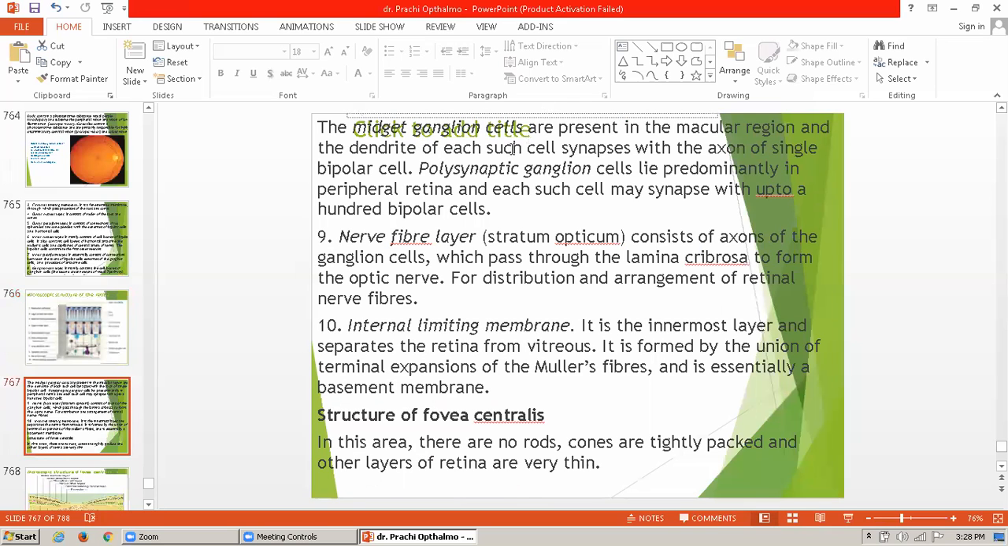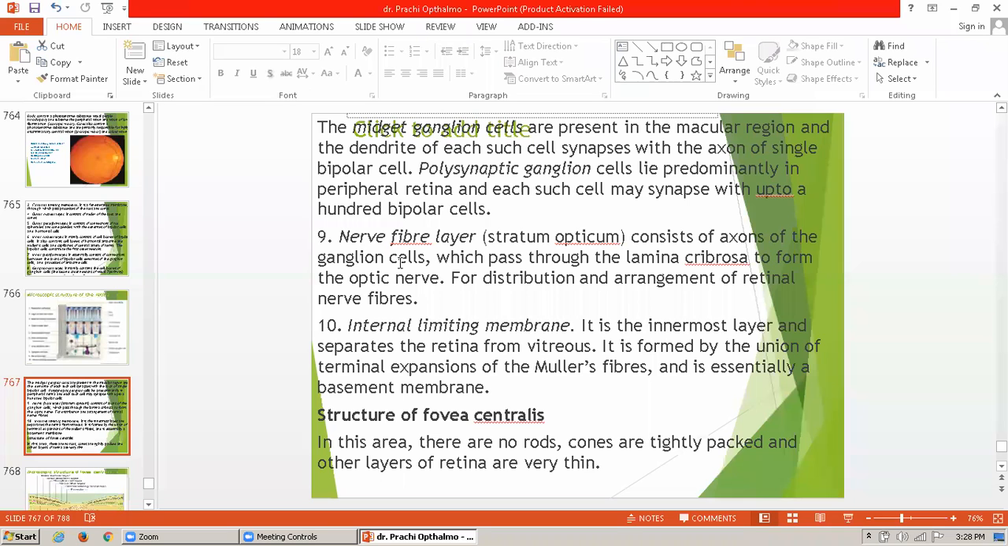The midget ganglion cells are present in the macular region, and the dendrite of each such cell synapses with the axon of a single bipolar cell. The polysynaptic ganglion cells lie predominantly in the peripheral retina, and each such cell may synapse with up to 100 bipolar cells.